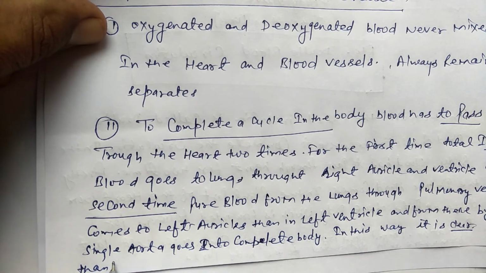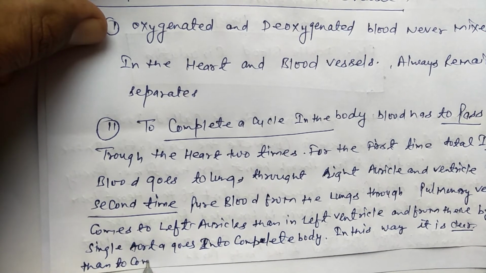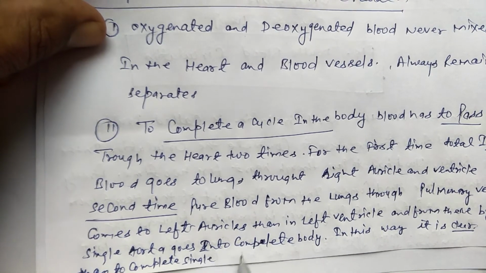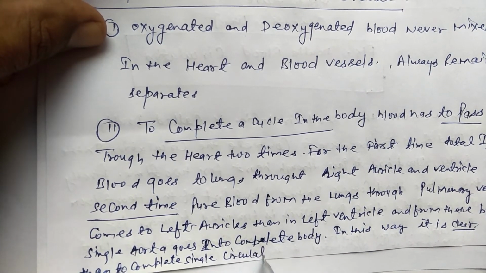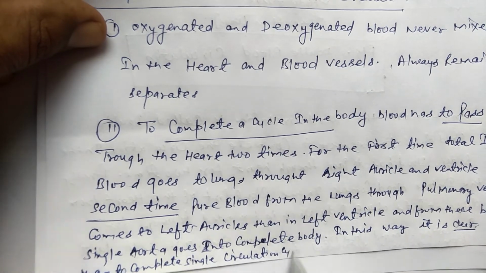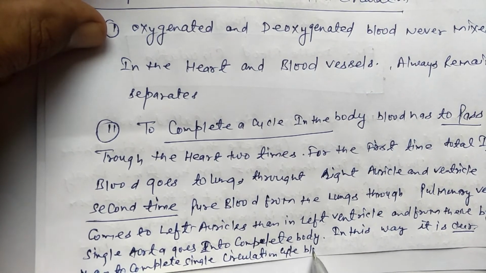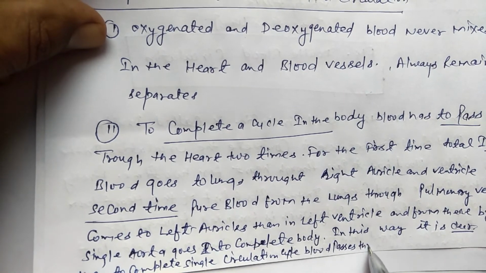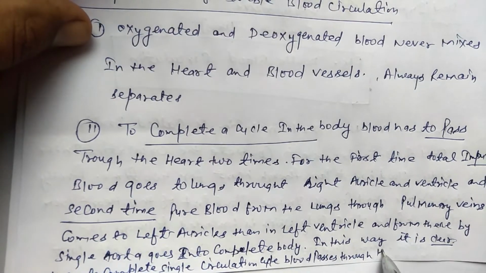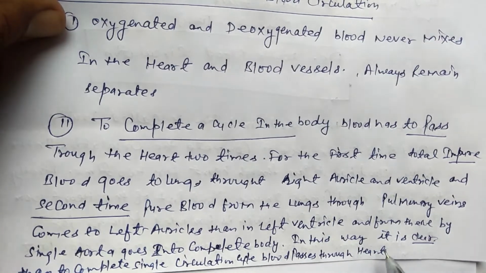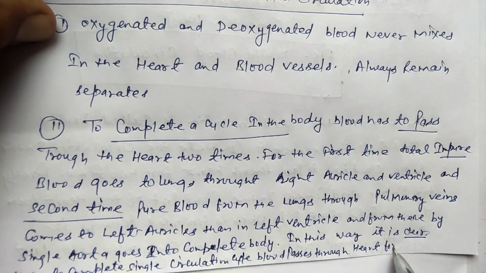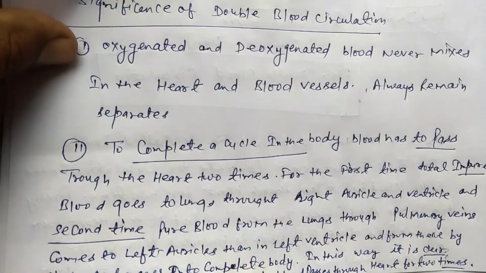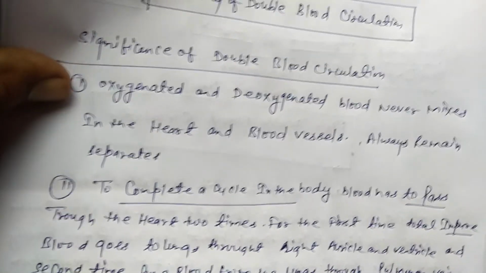Then to complete a single circulation cycle, blood passes through the heart two times, it means it is called double blood circulation.